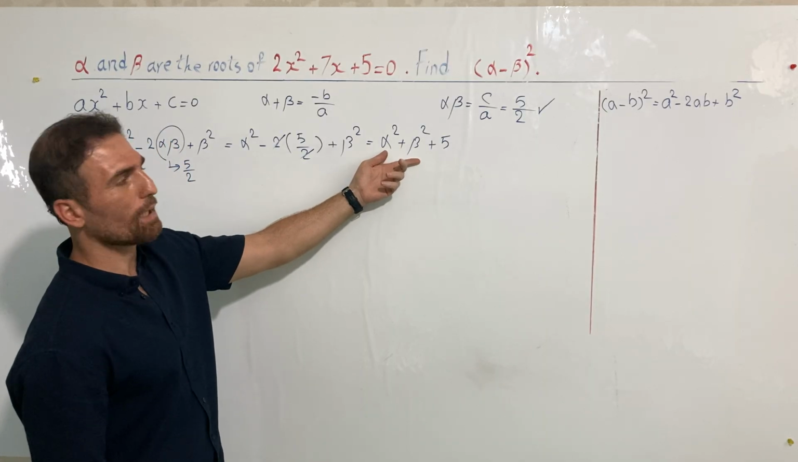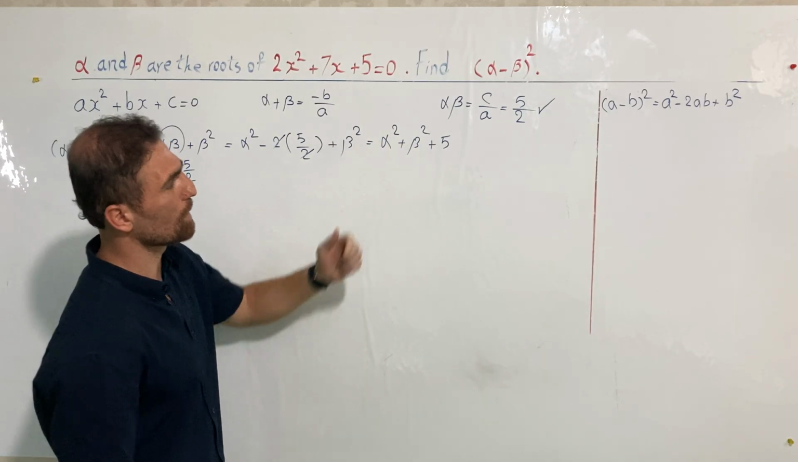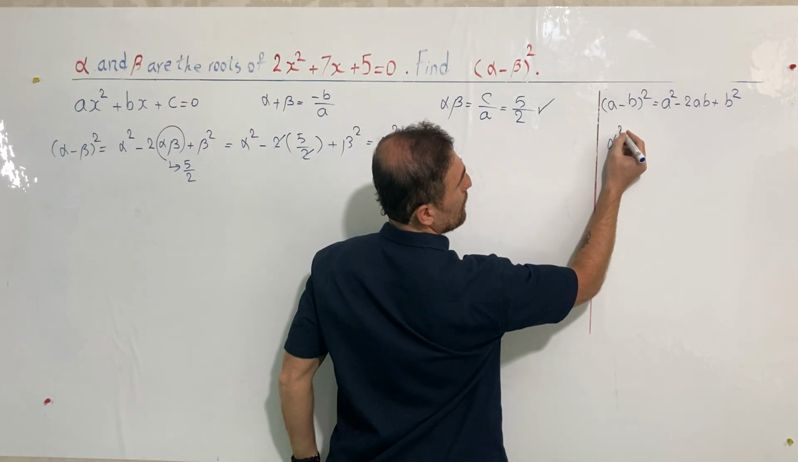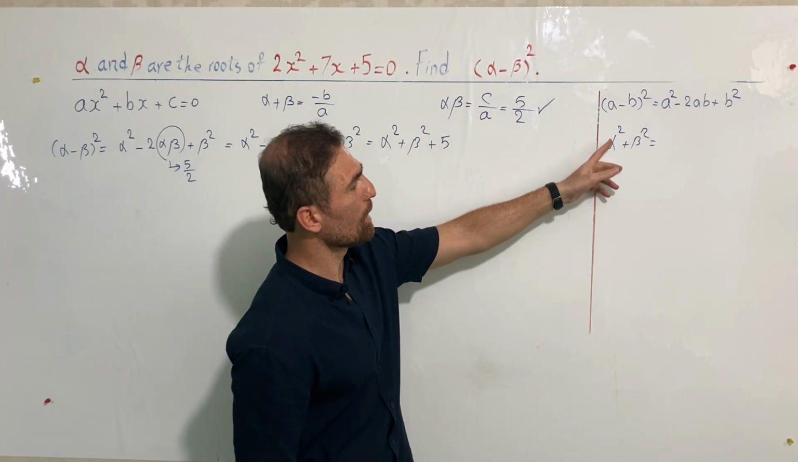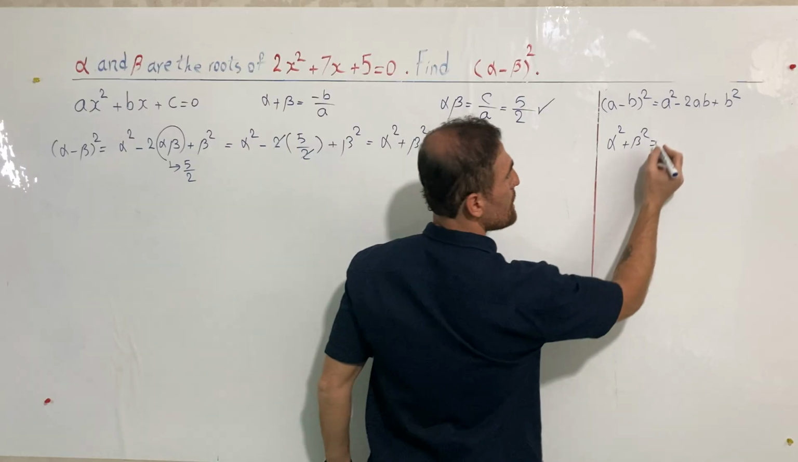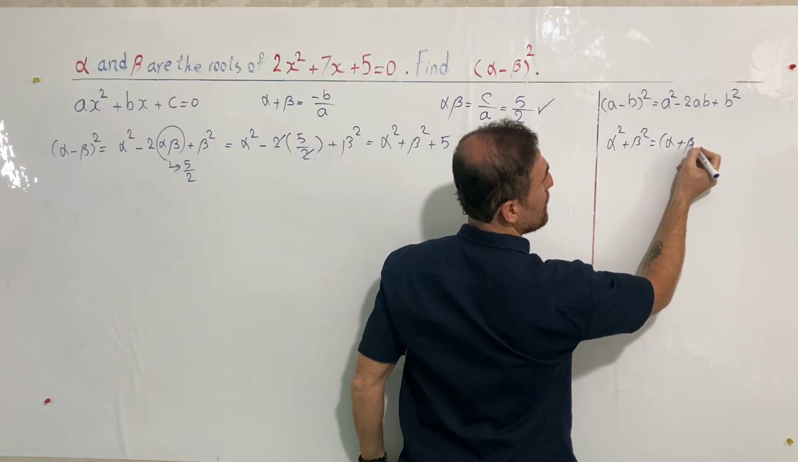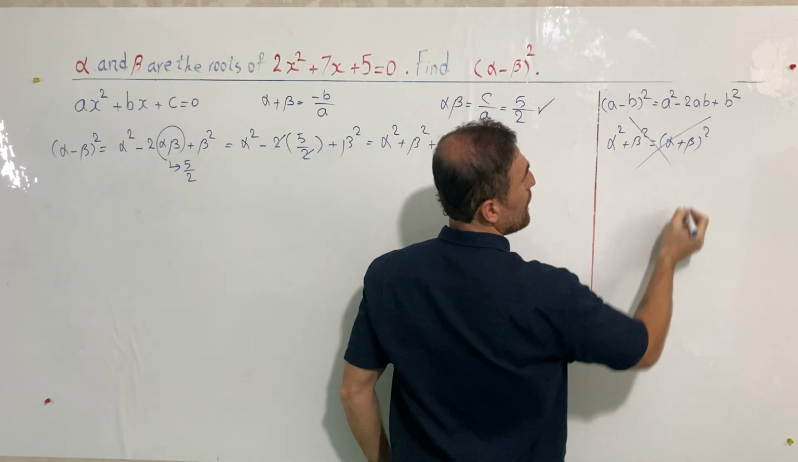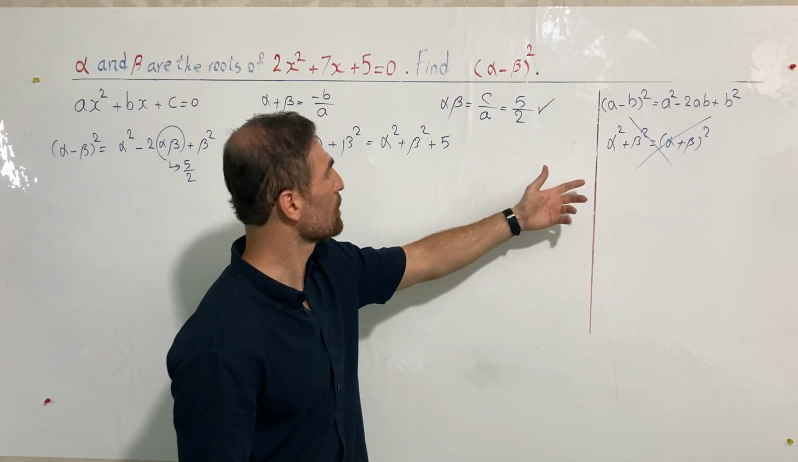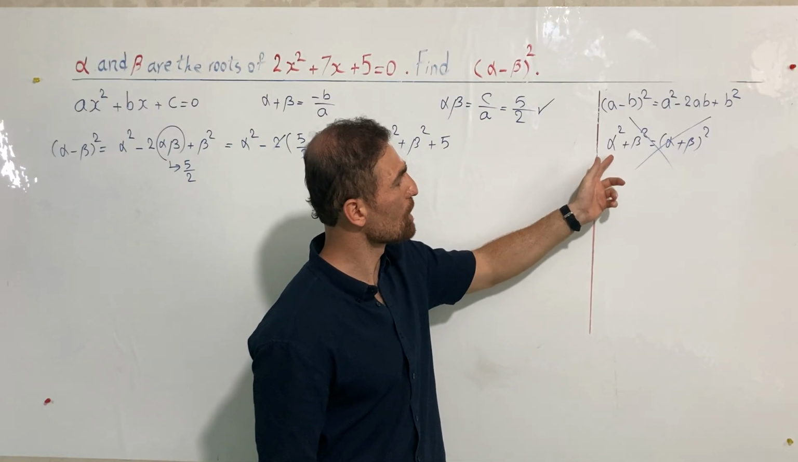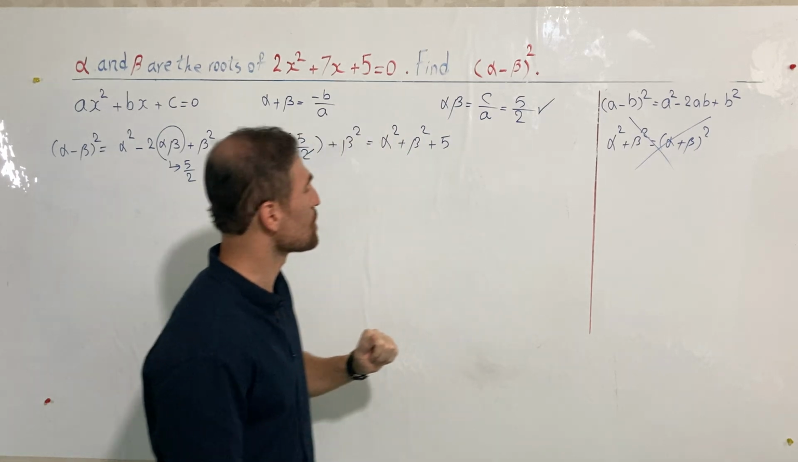But still we don't have the value of alpha squared plus beta squared. Remember, the value of alpha squared plus beta squared is not the same as alpha plus beta squared. This is the most common mistake that students make when they solve this type of question, alpha squared plus beta squared. So what should we do?